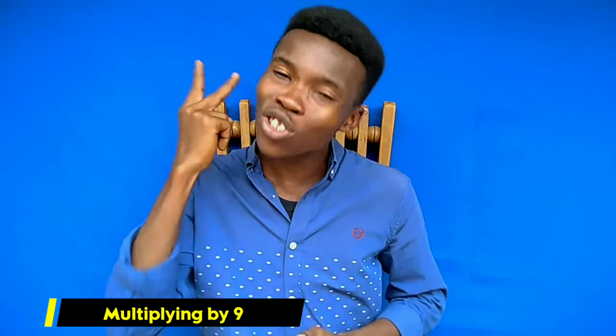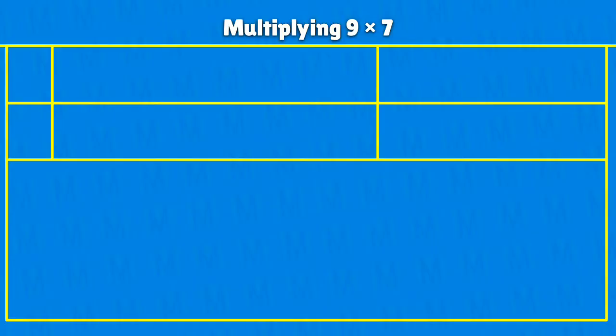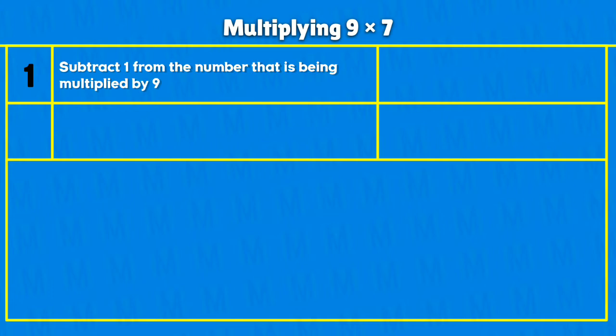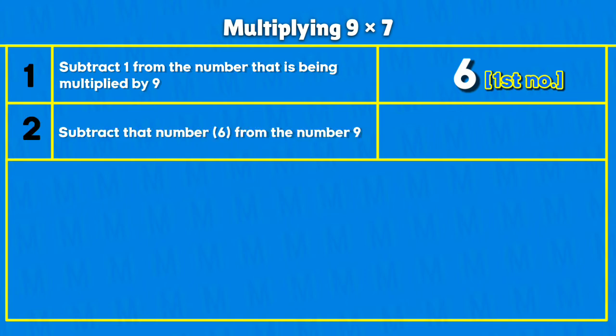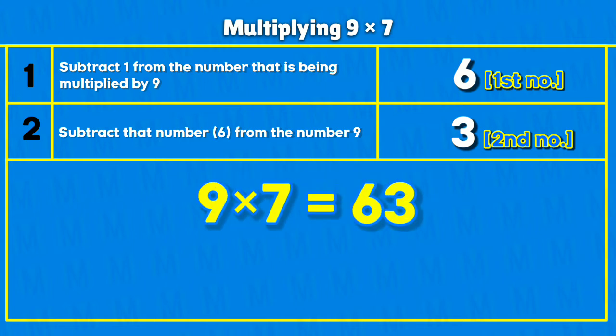Multiplying by 9. There are 2 simple ways, or let's say tricks, for multiplying any number by 9. The first method is quite an easy method that is helpful for multiplying any number by 9. And here is how it works. Let's use the example of 9 times 7. Step 1. Subtract 1 from the number that is being multiplied by 9. In this case, 7 minus 1 is 6. And now, 6 is the first number of the answer of the equation. Step 2. Subtract that number from the number 9. So, 9 minus 6 is 3. Now, 3 is the second number of the answer of the equation. So, therefore, 9 times 7 is 63.